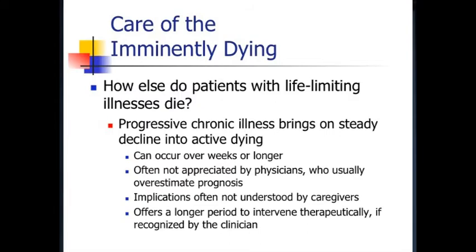But how else do patients with life-limiting illness die? Some patients do have a chronic progressive illness that slowly declines into a period of active dying. Now that can occur over weeks or longer, and that's obviously the great clinical challenge, because early in that process, it's difficult sometimes to know whether you're in it or not. But that can occur over weeks or longer. It's often not appreciated by your colleagues.